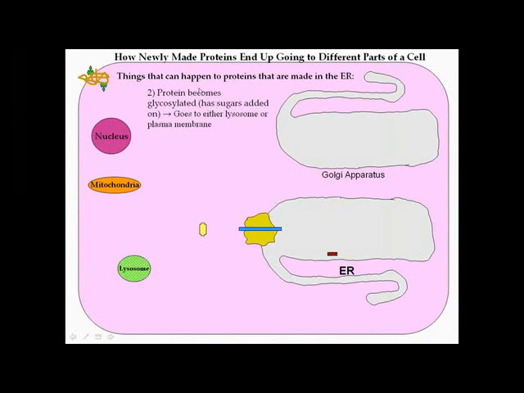So another thing that could happen to proteins that are made in the ER is that it can become glycosylated, and that causes it to go to either the lysosome or the plasma membrane.